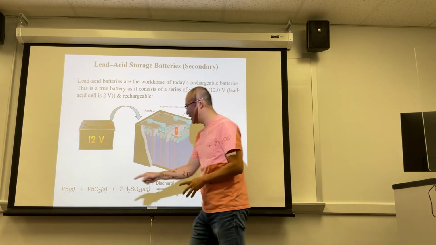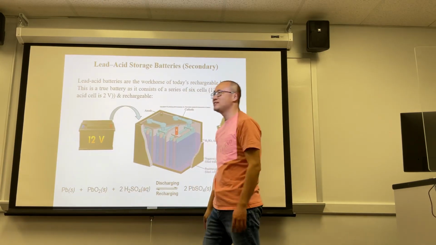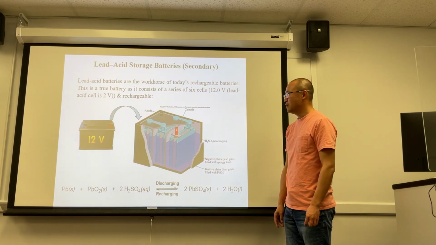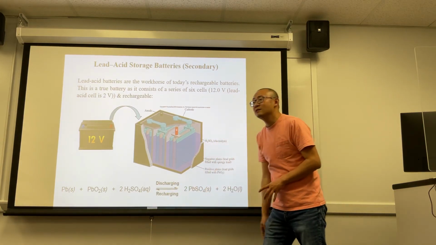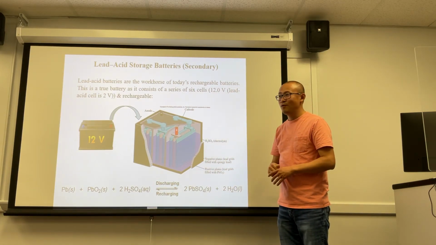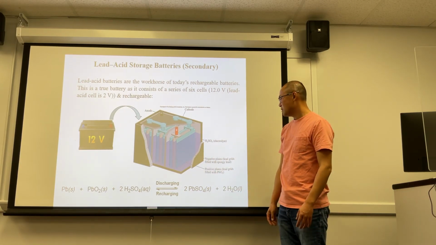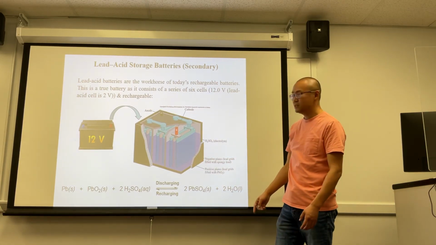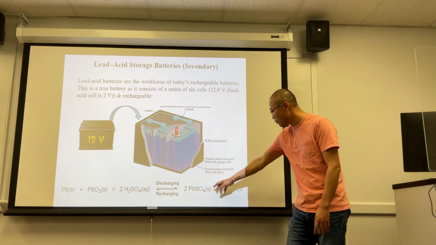The anode is lead metal. The cathode is lead(IV) oxide. These two reactants are submerged in a solution of sulfuric acid. That's why people call sulfuric acid battery acid. Why battery? Because it's actually inside the car battery. Of course, both the reactants and products cling onto the plates, onto these metal plates. That's why the battery is rechargeable. The product, lead sulfate, is also a solid.